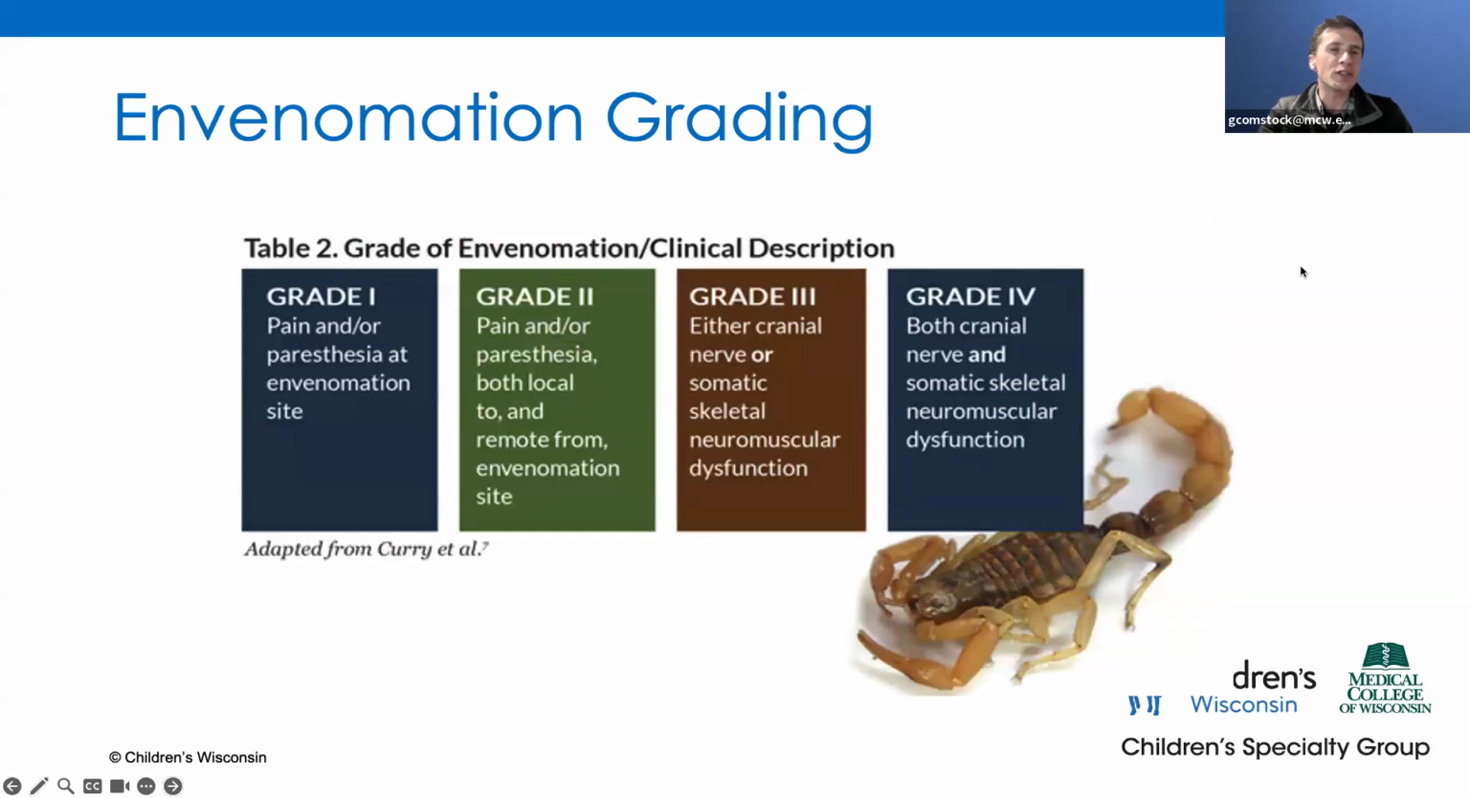And so, like some of the other envenomations we've talked about, there are grading scales for this. Grade 1 and 2 is really just pain and paresthesias, and the difference between that is whether it's local or extended beyond just the site of envenomation. And then with grade 3 and grade 4, you're starting to get cranial nerve involvement because of the increased release of acetylcholine at the neuromuscular junction, or you're starting to see somatic and skeletal neuromuscular dysfunction. And so it's when you start to get that broader neuromuscular dysfunction that these patients have moved on to a more substantial and more morbid and potentially fatal version of their envenomations.